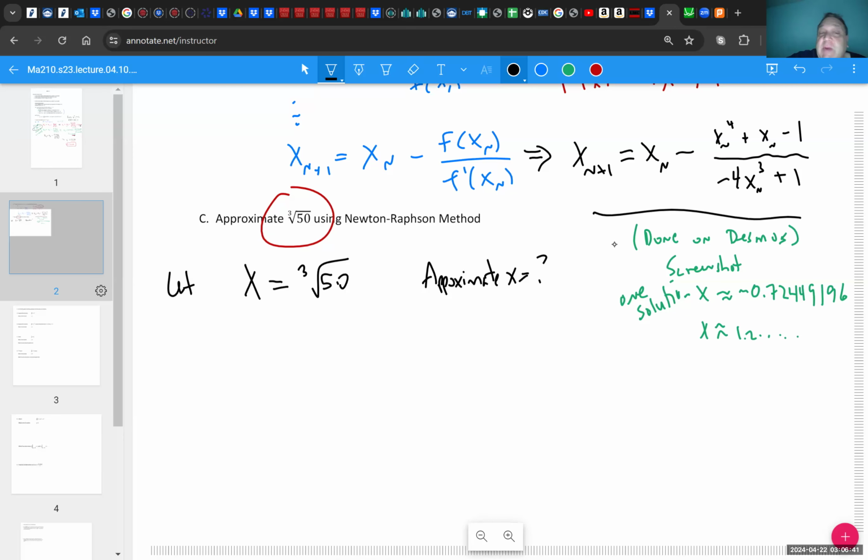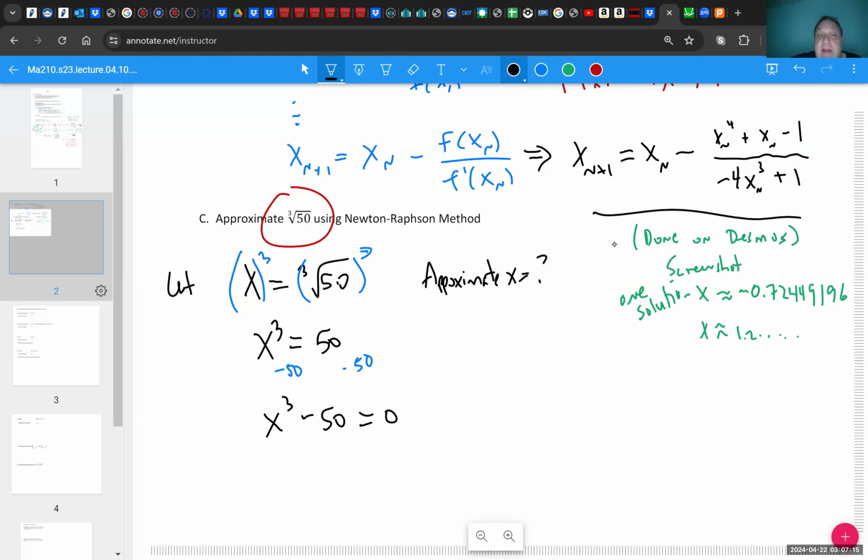Right? So that's what we're looking for, is to approximate x. So let's make this a little bit easier to work with. Let's cube both sides. I'm going to take the thing on the left and the thing on the right and cube it. I get x cubed. The cube will undo the cube root, giving me 50. And then I subtract 50 on both sides, and I get x to the third minus 50 is equal to 0.